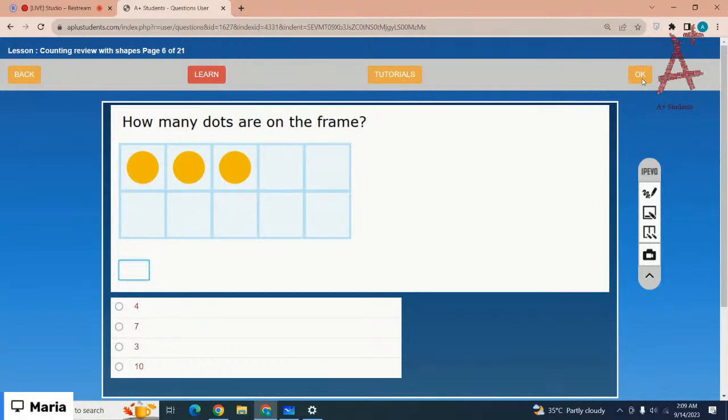How many dots are on the frame? So which is the correct option? Yes, very good. There are only 3 dots on the frame. The correct option is 3. Very good.